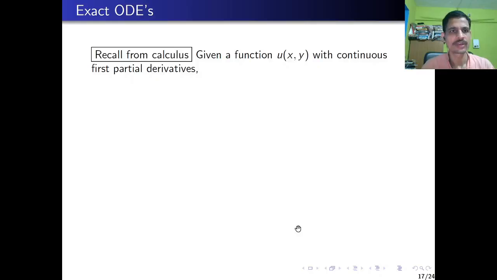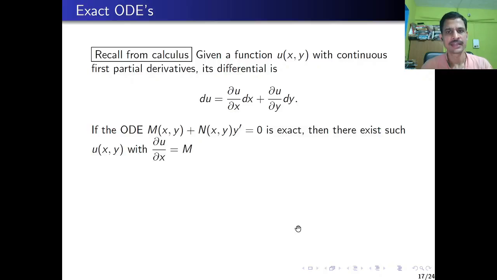We recall some results from calculus. Given a function of two variables, namely u of x and y with continuous partial derivatives, we define its differential by du is equal to del u by del x times dx plus del u by del y times dy.